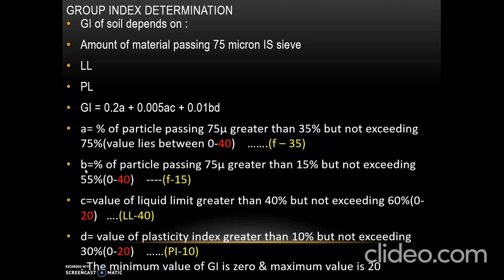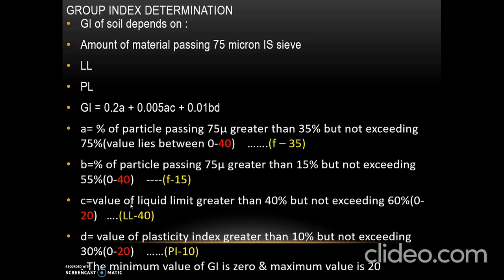Similarly, B is the percentage of particles passing 75 micron greater than 15% but not exceeding 55%. So B can be found using F, which we had used in finding A. So it is F minus 15. And the value which we get from this equation, that is F minus 15, should also range between 0 to 40. If it is 41, then we will restrict it to 40.